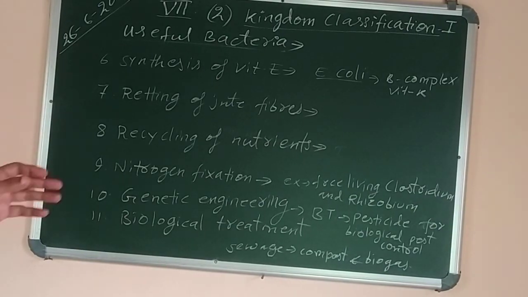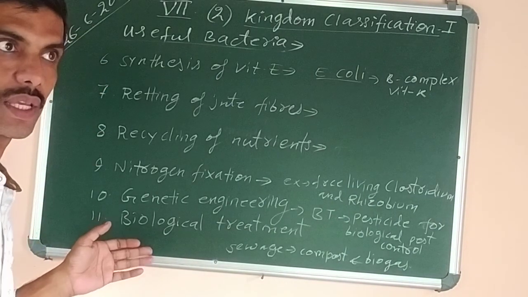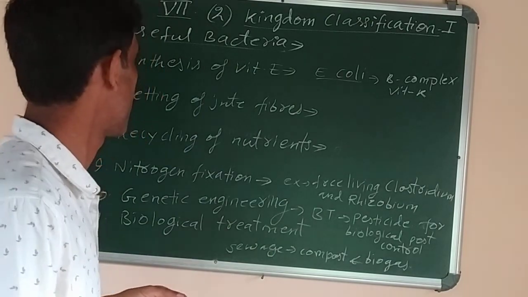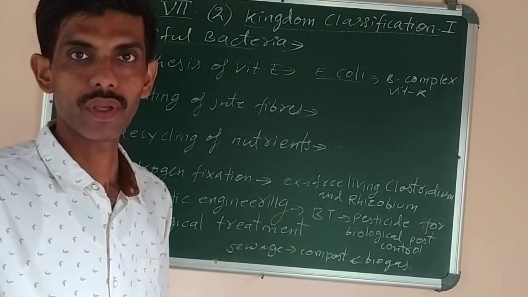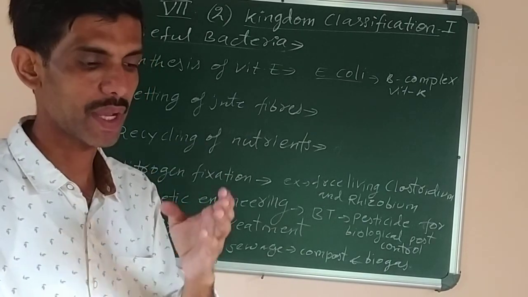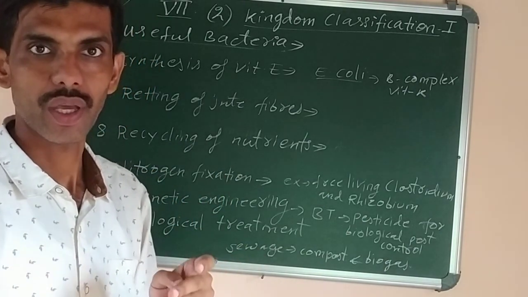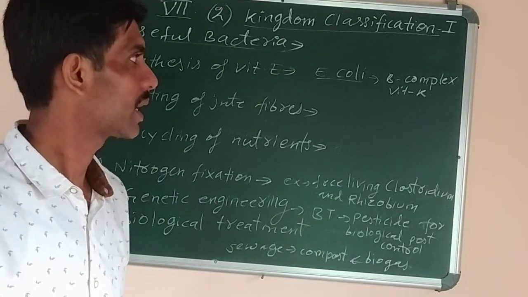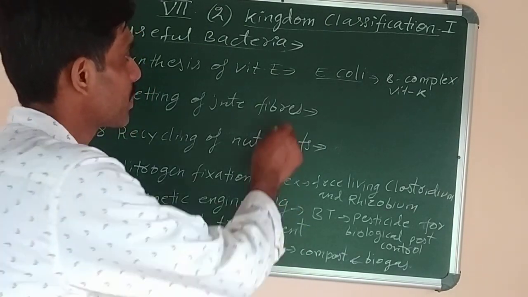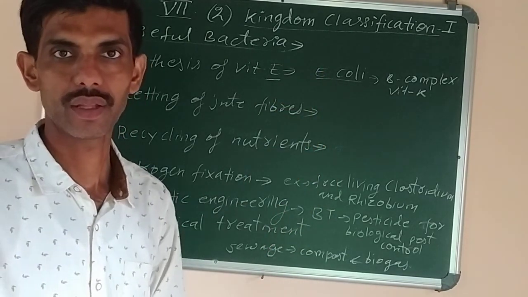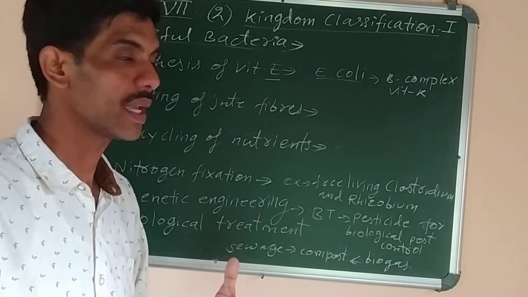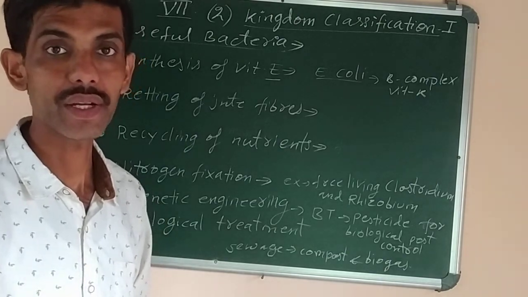Okay, next you can see some more, up to 11 points. Uses of bacteria or useful bacteria is there. First, number 6, synthesis of vitamins. You know, vitamins are of different types like vitamin A, B, C, okay, vitamin D, vitamin K, vitamin E. So for this, one bacteria called E. coli, Escherichia coli, is found living in our intestine.